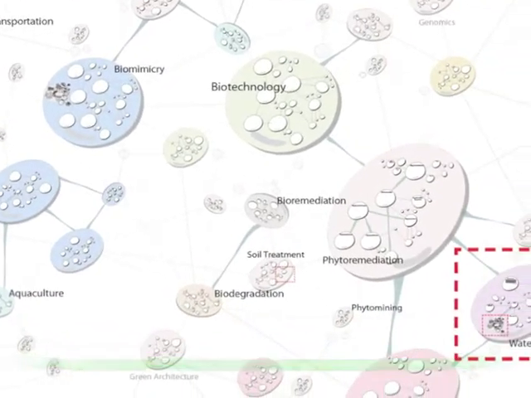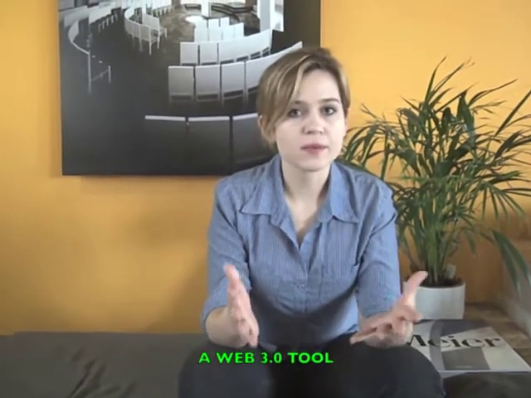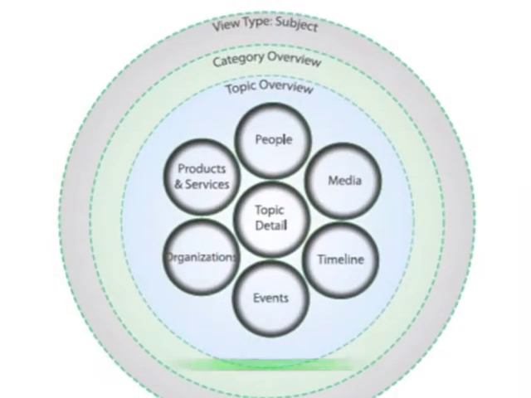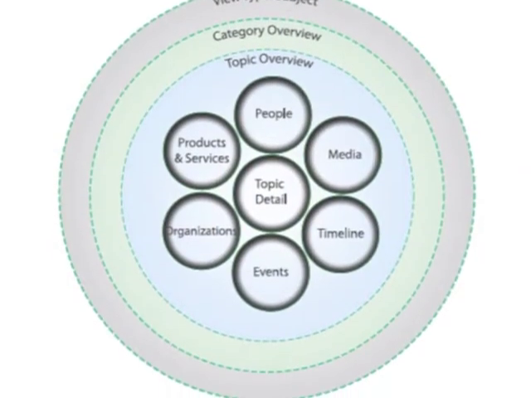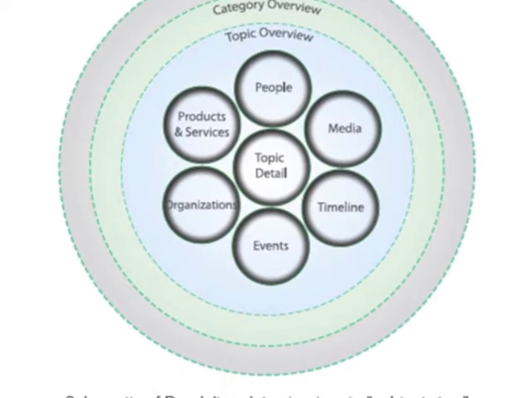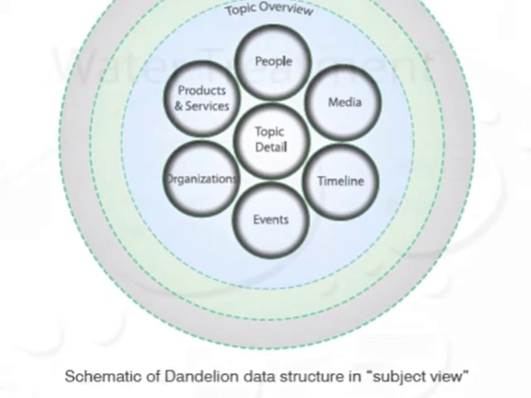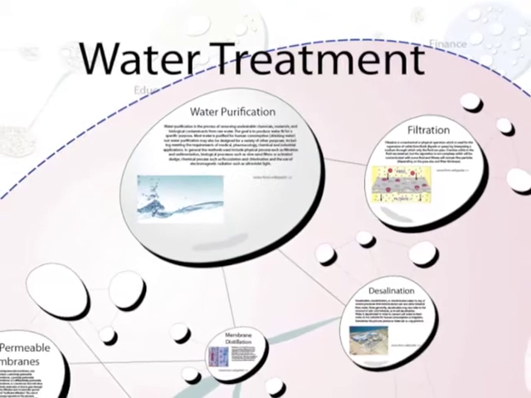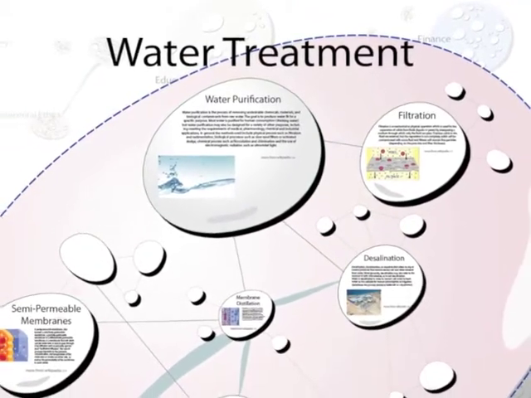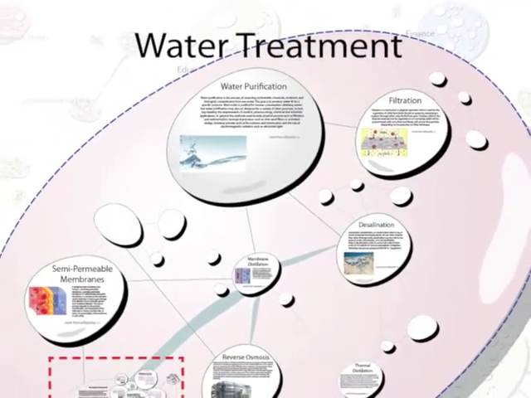So what exactly is the Dandelion project? The Dandelion project is a Web 3.0 tool that is a sort of visual Wikipedia. You enter it through a dashboard interface, and it displays information as a 3D constellation of nodes and bubbles, kind of like molecules.